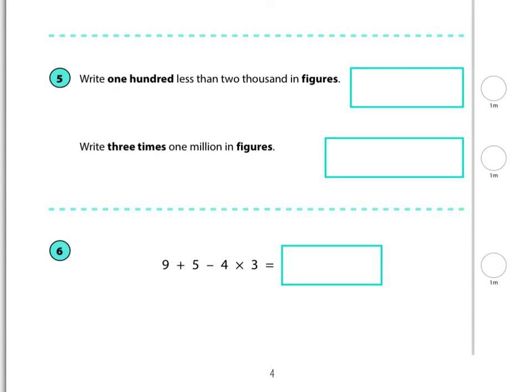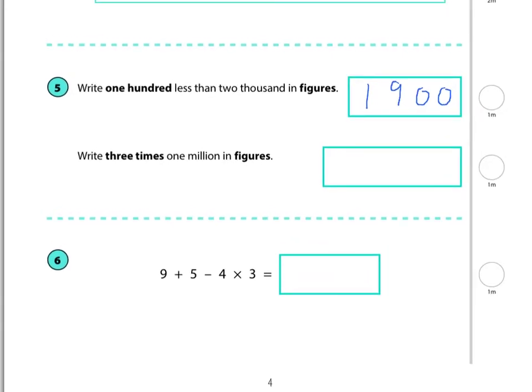Question 5. Write 100 less than 2,000 in figures. So, if we count 100 back from 2,000, we are left with 1,900. The next part asks us to write 3 million in figures. Now this would be a number 3, followed by 6 zeros.